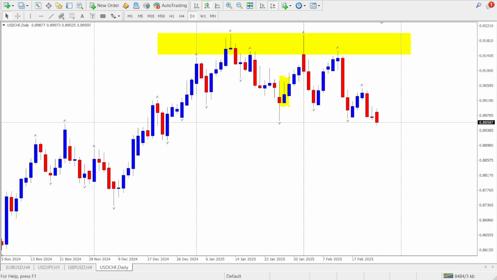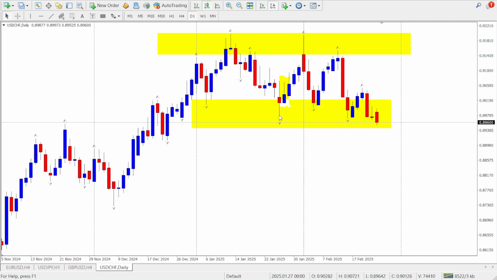The second step is to wait for price confirmation. Never jump into a trade immediately after spotting a fractal. Wait for price action confirmation, such as a bullish rejection at support. If you have a bullish rejection at a support, for example, we can see what happened around here. You can see that we had a rejection candle around here. This is a support zone, right?